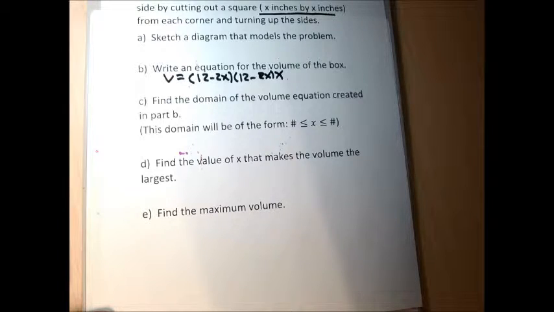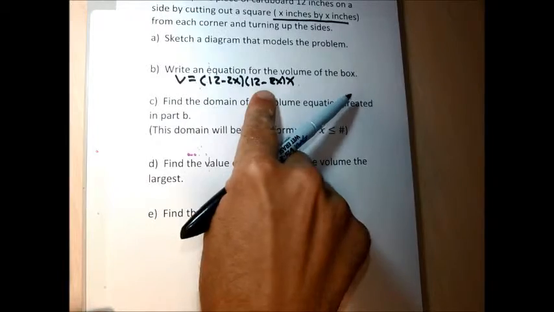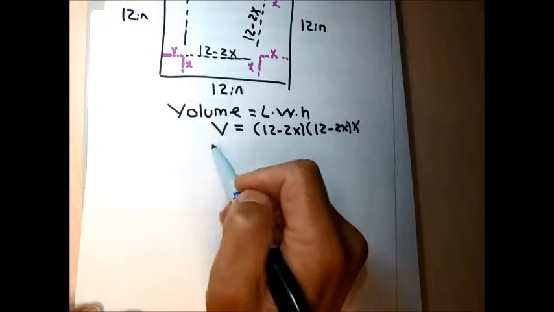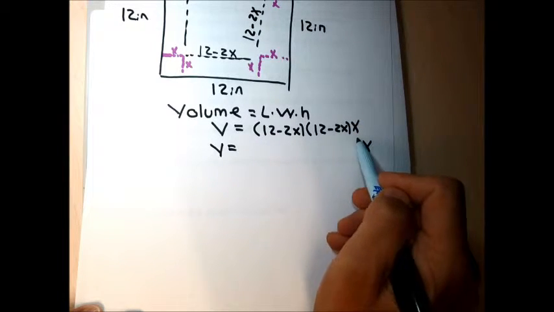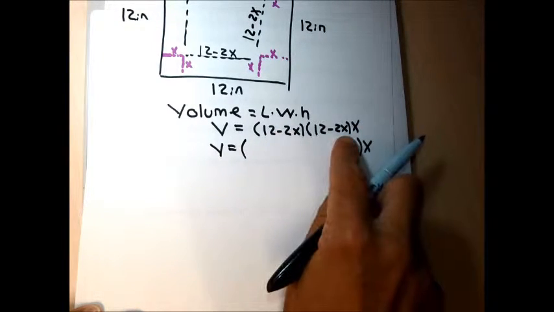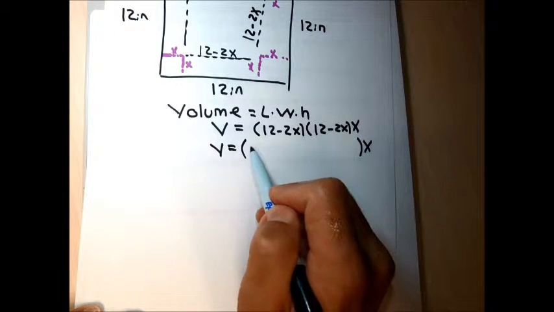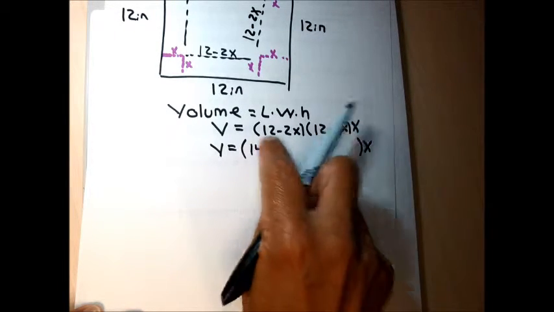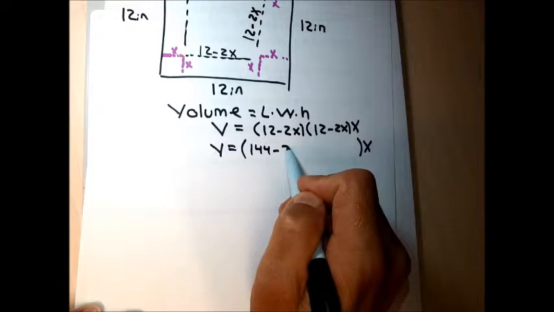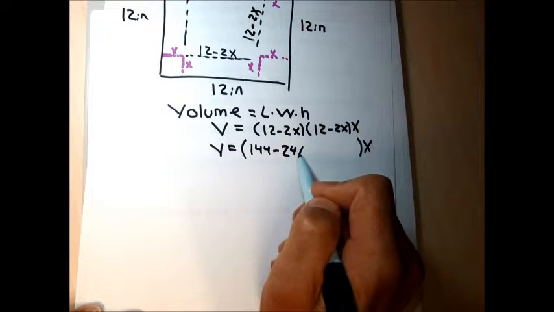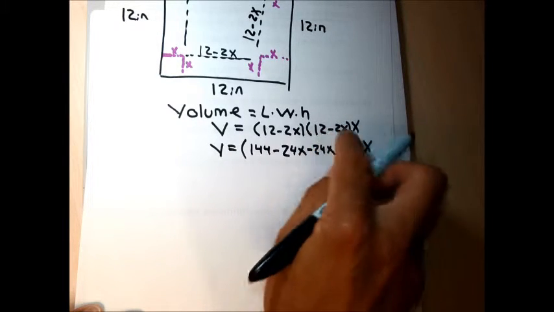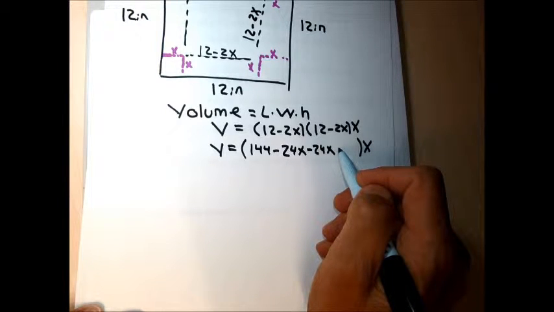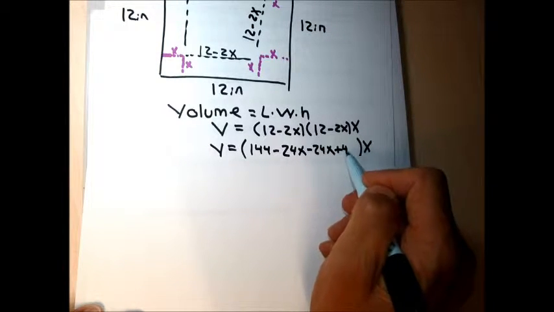Eventually, I'm going to try to find, probably, the maximum volume. I need to make this suitable for a derivative, so I'm going to get rid of these parentheses. I'm going to FOIL the first two parentheses, and I'll worry about this x later. First are 12 times 12, which is 144. Outers are 12 times minus 2x, which is minus 24x. Inners are minus 2x times 12, which is minus 24x. Lasts are minus 2x times minus 2x, which is plus 4x squared.